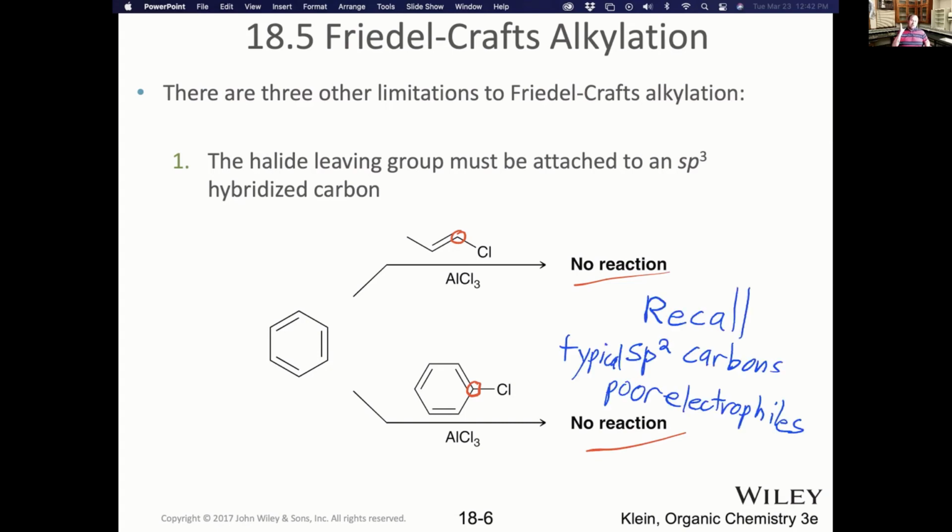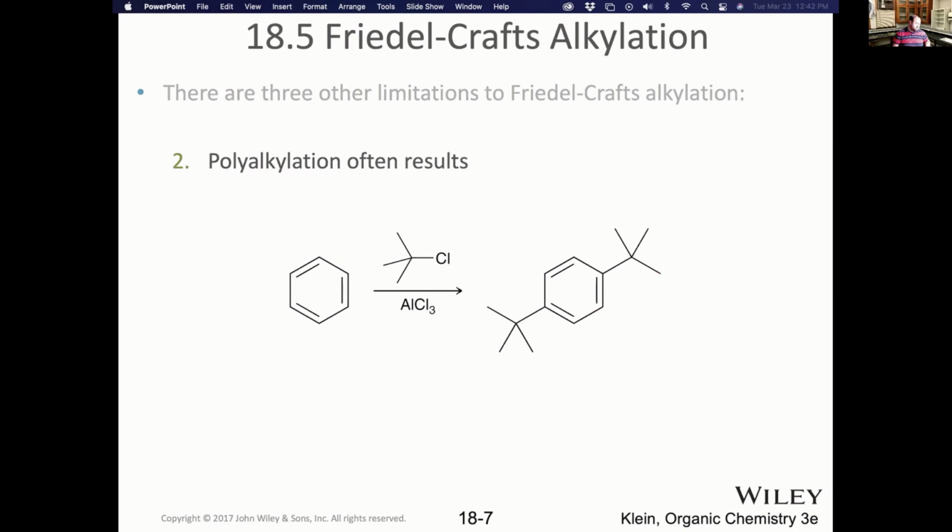So remember, typical sp2 carbons are poor electrophiles, so a lot of times these mechanisms that involve substitution type reactions, you're not going to see them for those vinylic and aryl halides, sp2 carbons. Another limitation is polyalkylation typically happens. We're going to talk more about this in the next lecture, about reactivity and activation and deactivation of the benzene ring.